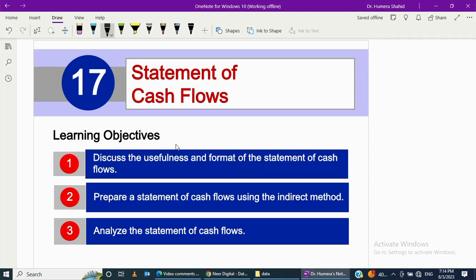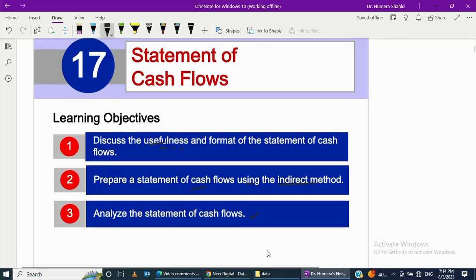But of course I'll be giving you a summary of how to prepare the statement of cash flow using the direct method and the major differences between both methods. So our first learning objective is going to be number one, why the cash flow statement is made. So what is the usefulness of the statement of cash flow? And then we will be preparing the statement of cash flow using indirect method, and I will also do some analysis for the statement of cash flow.